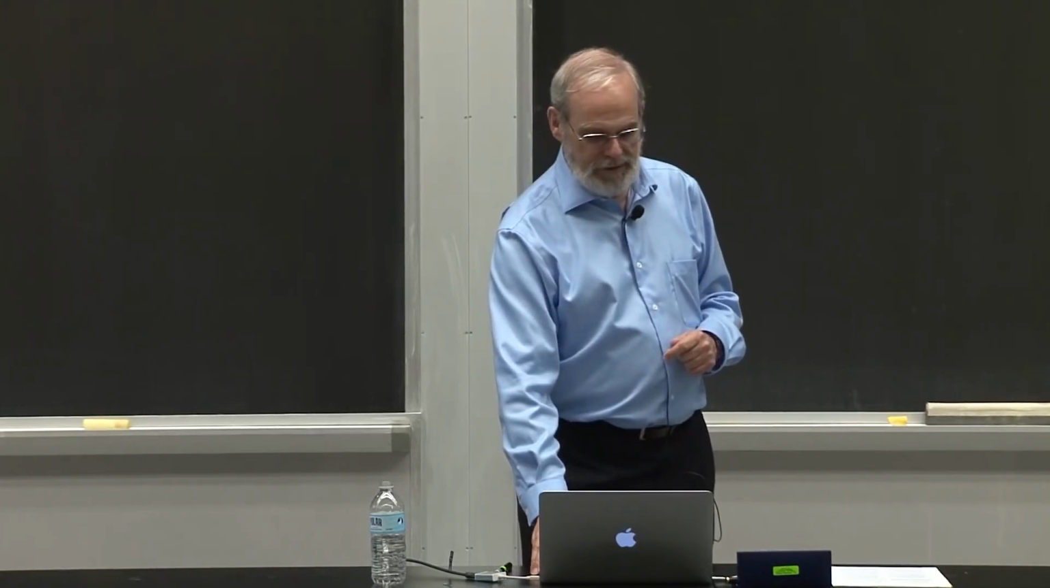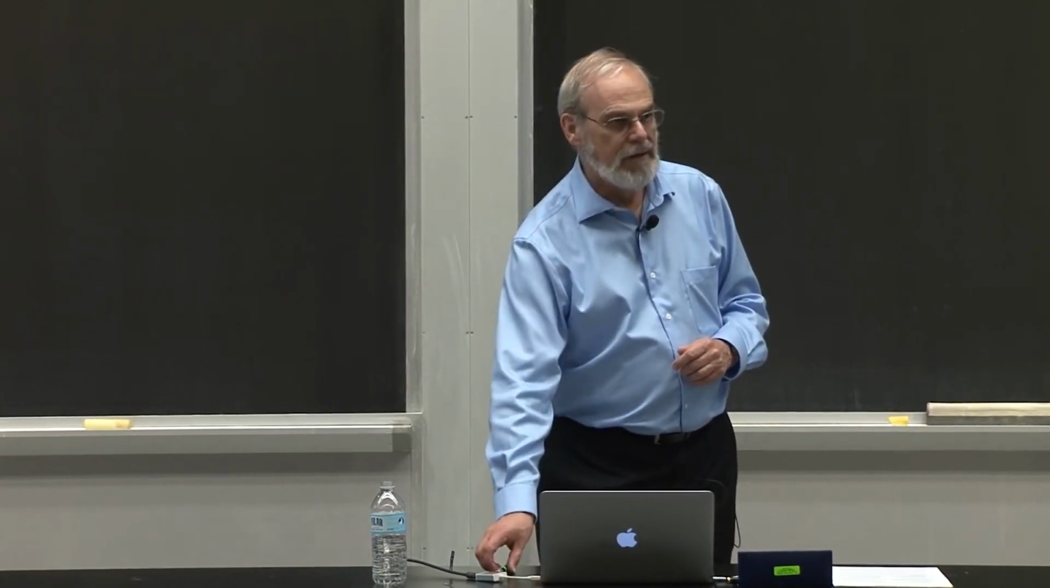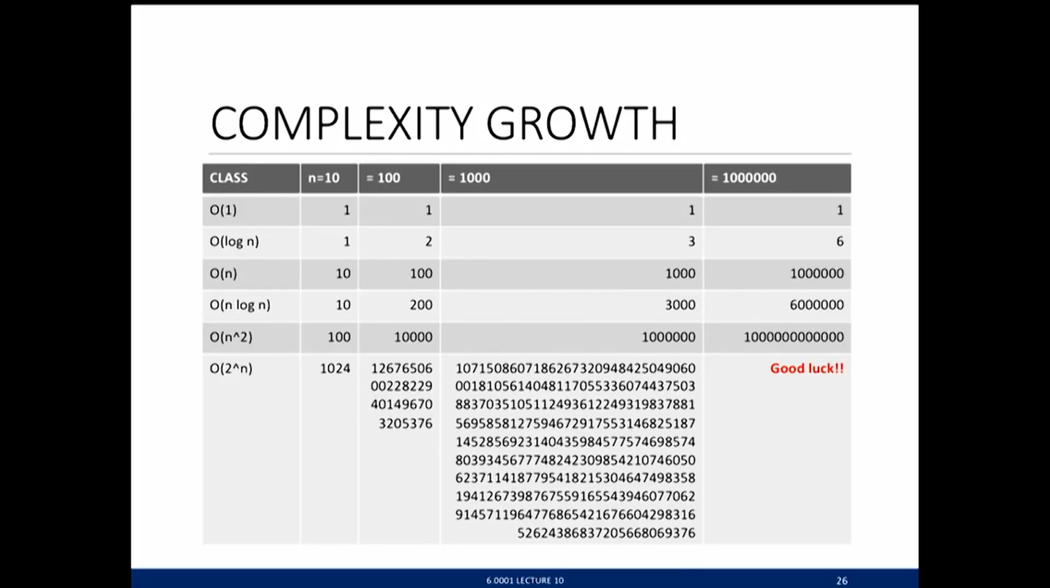Just to remind you why these orders of growth matter. Sorry, that's just reminding you what they look like. We've already done that. Here's the difference between constant, log, linear, squared, and exponential, when n is equal to 10, 100, 1,000, or 1,000,000. I know you know this, but I want to drive home the difference.